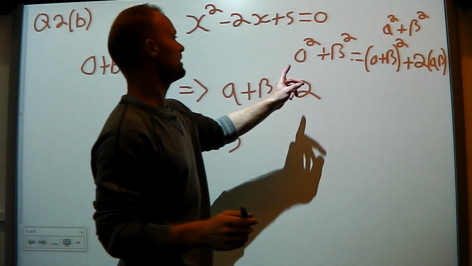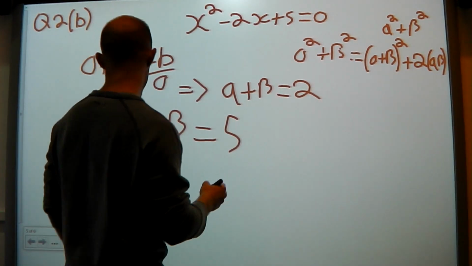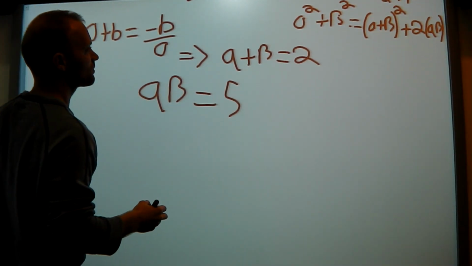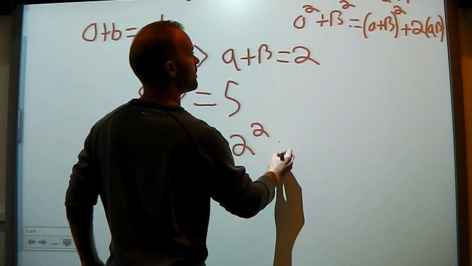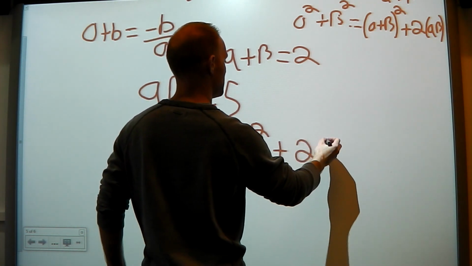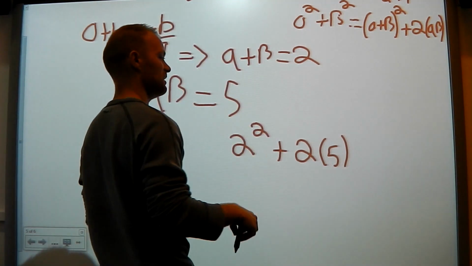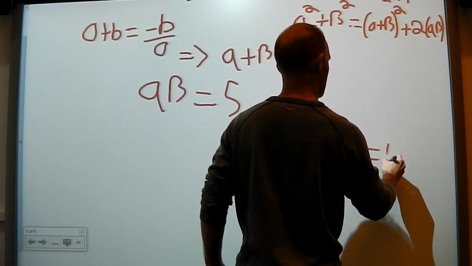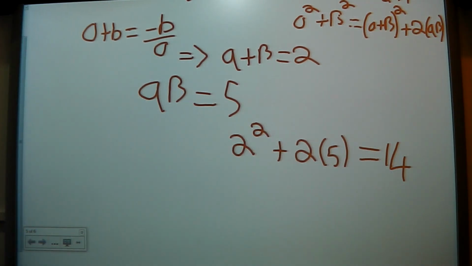So alpha squared plus beta squared is equal to alpha plus beta all squared plus 2 alpha beta. So alpha plus beta all squared, 2 squared, plus 2 times alpha beta, which is 5. And that's 4 plus 10, which is equal to 14. That's very straightforward, that question.